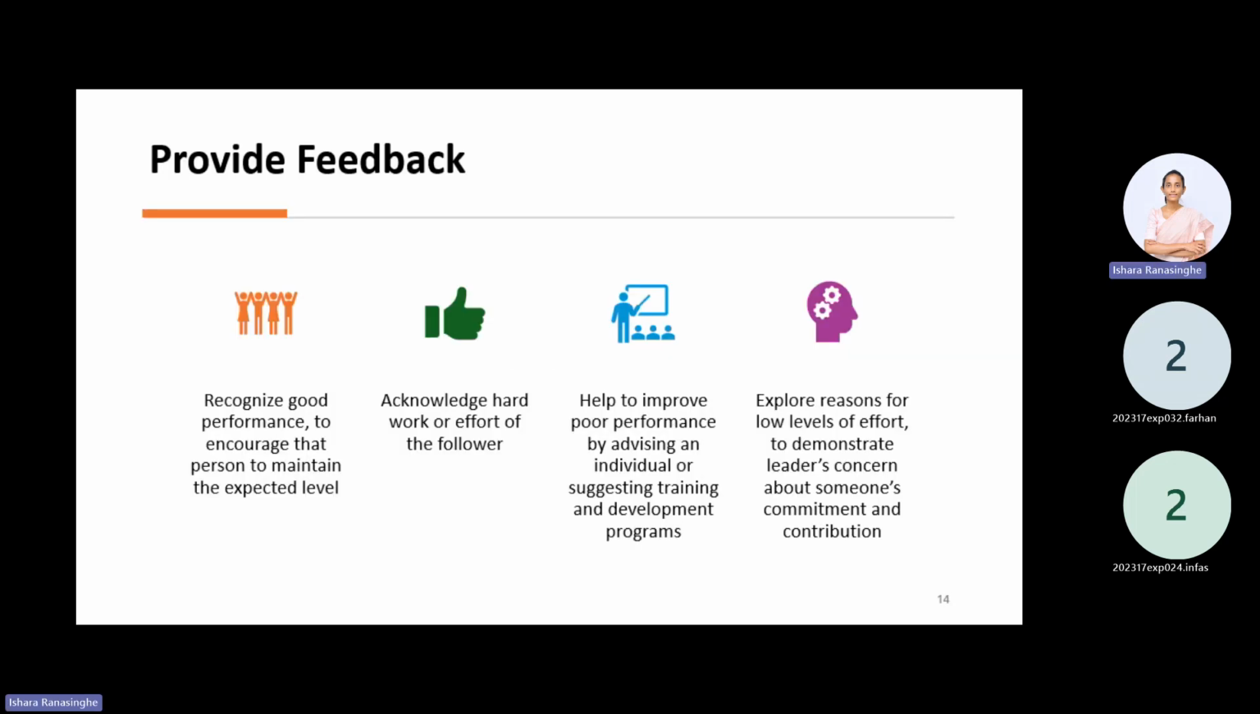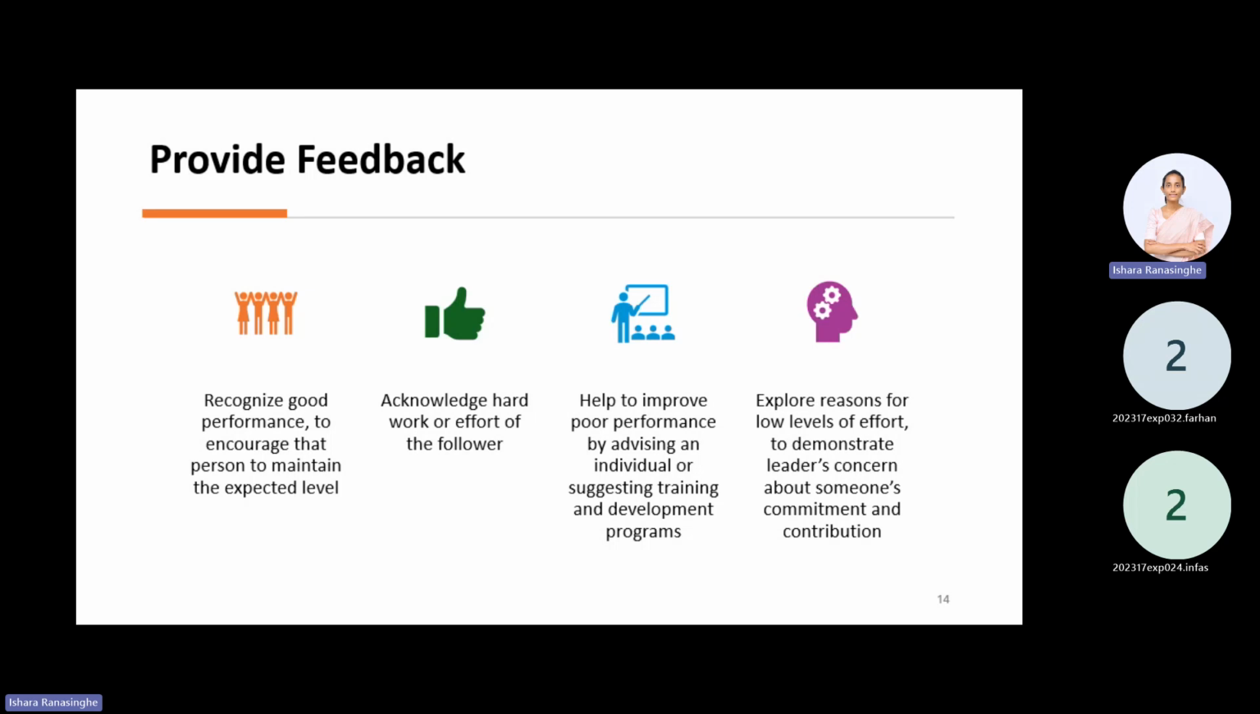So this particular point I have explained. Recognize good performance to encourage that person to maintain the expected level. And we need to acknowledge the hard work and the commitment and effort. All these are feedbacks. That's what I'm telling. We are not giving feedbacks only targeting the deviations. Right? Then help to improve poor performance. Yes, I have explained that particular point also. Poor performance by advising an individual or suggesting training and development programs.